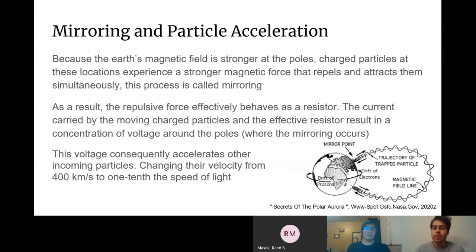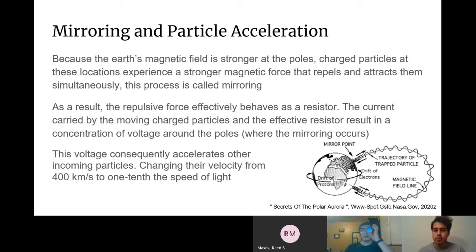And so whenever the charged particles are heading towards the Earth, they're usually traveling at about 400 kilometers per second. But by the time they interact with the particles in our atmosphere, they're traveling at about 1/10 the speed of light. The way that this increase in velocity occurs is through a process called mirroring. Whenever the particles are incoming into where the geomagnetic poles converge, so at the north and southern poles, they experience a stronger magnetic field. This magnetic field repels them and attracts them simultaneously. This process of simultaneous attraction and repelling is mirroring.